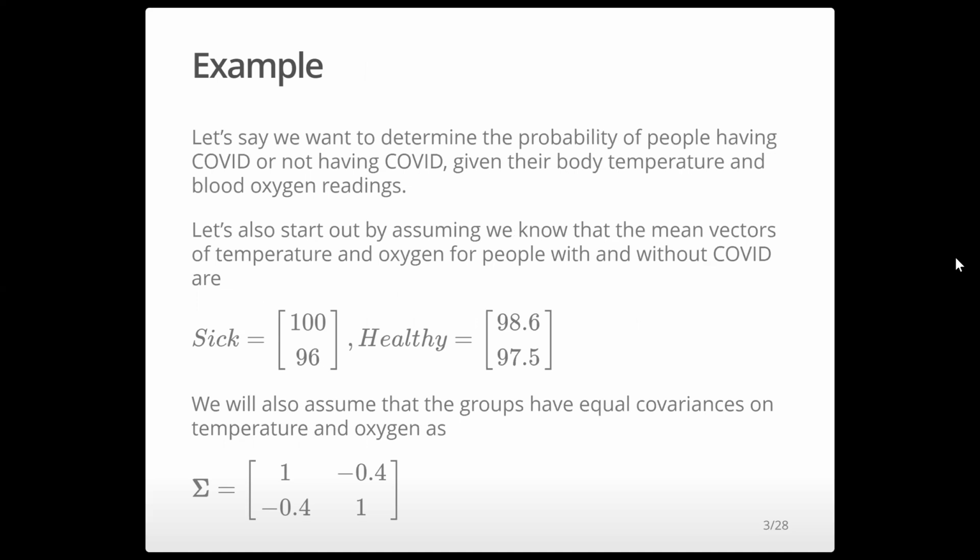Let's start out by assuming that we know the mean vectors of temperature and oxygen for people with COVID and without COVID are 100 degree temperature and 96 oxygen level for people who are sick, and then 98.6 and 97.5 for people who are healthy. We're also going to assume that the groups have equal covariances, and that the covariance between oxygen and temperature is minus 0.04. So the higher your temperature is, the lower your oxygen level is likely to be.